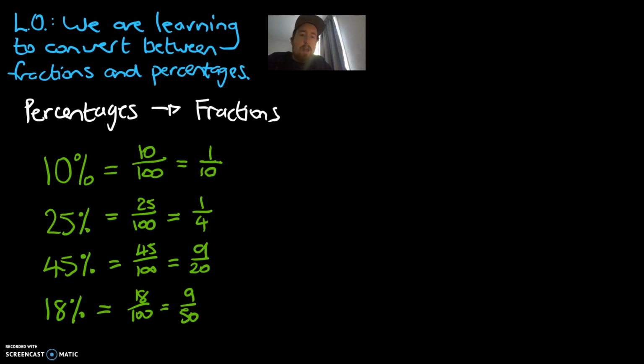So let's try a weird one, 37%. Well, that would be 37 over 100. And we need to think to ourselves, what factor do 37 and 100 have in common? And actually, the only factor is 1, so that means we can't simplify that fraction.